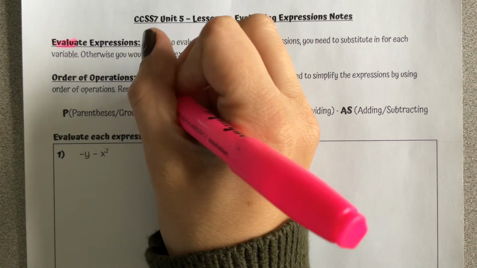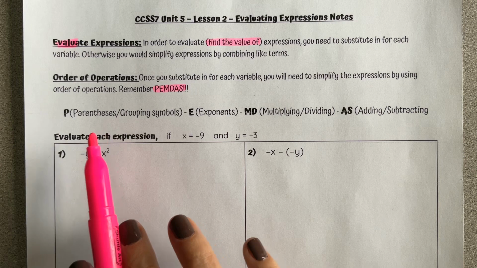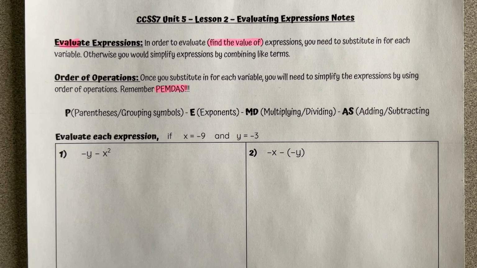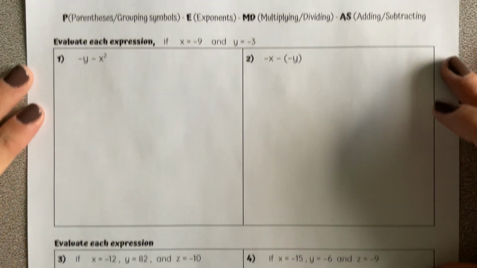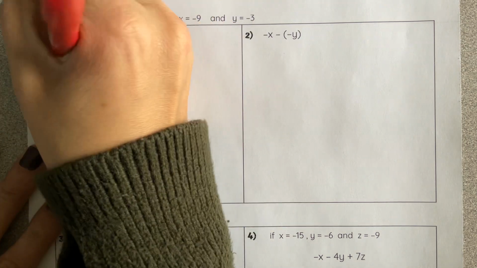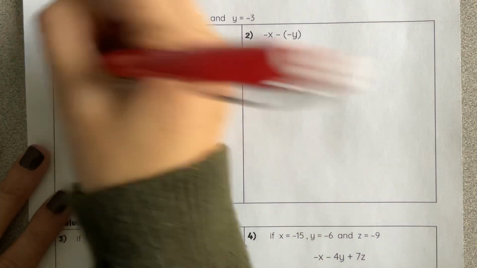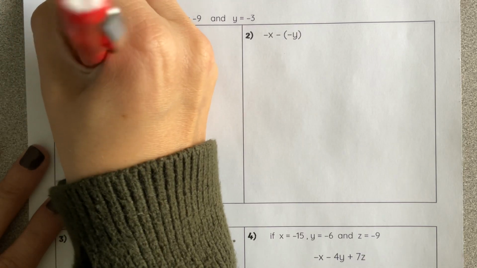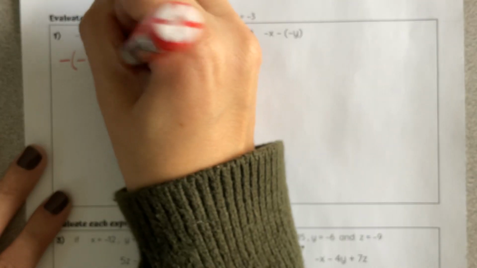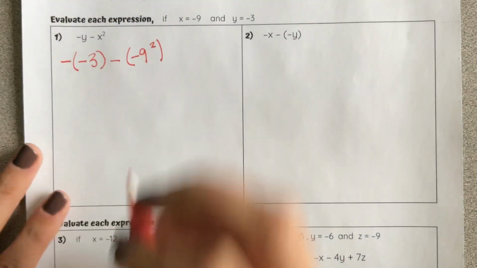If you remember PEMDAS, please excuse my dear Aunt Sally, we do parentheses, then exponents, then multiplying and dividing left to right, then adding and subtracting left to right. So for these first two, we're going to use the values if x is -9 and y is -3. I first look to see if there's any negatives and subtractions that I can change here. There's not. So then I'm going to plug in. So it's the opposite of our y value, -3, minus our x value of -9 squared.